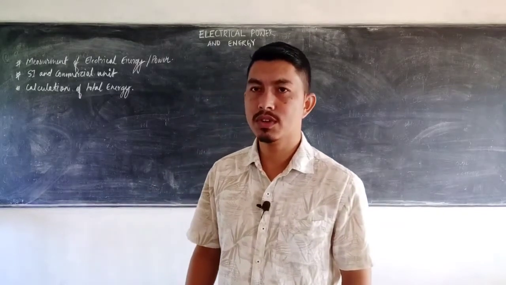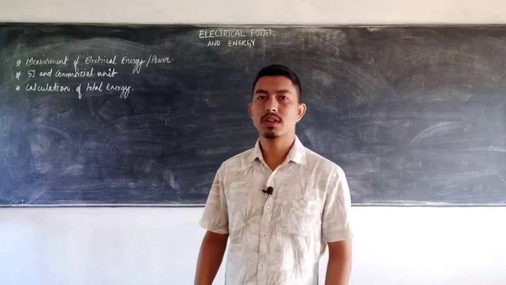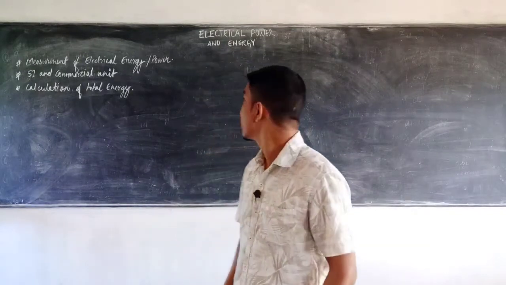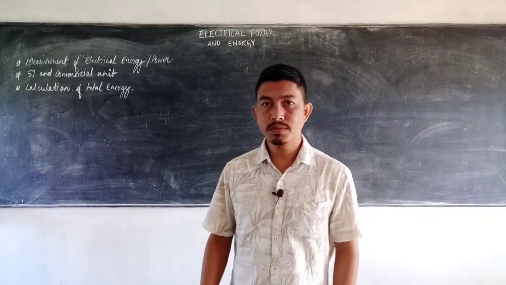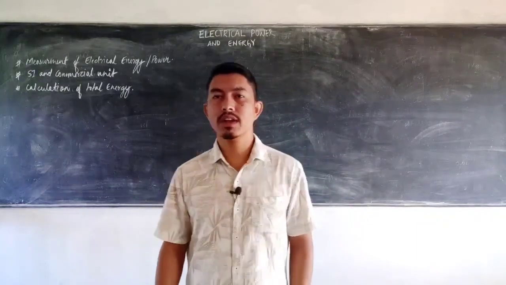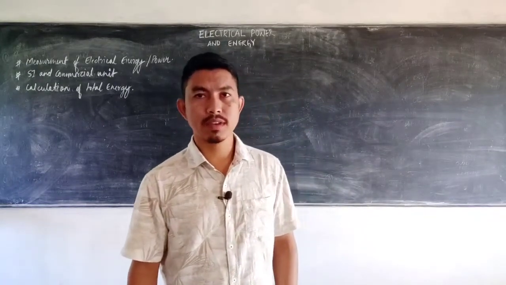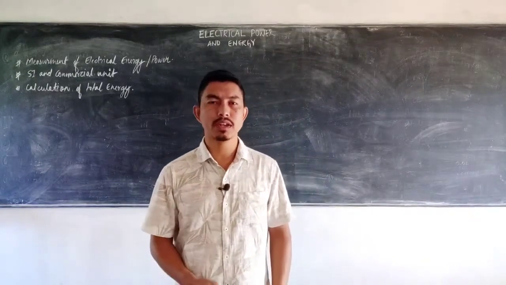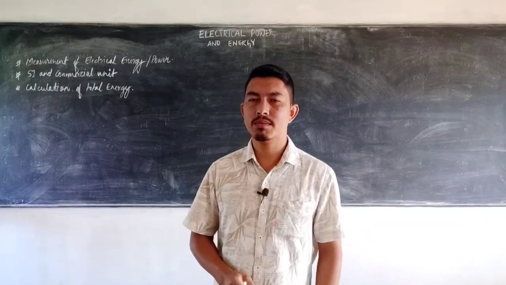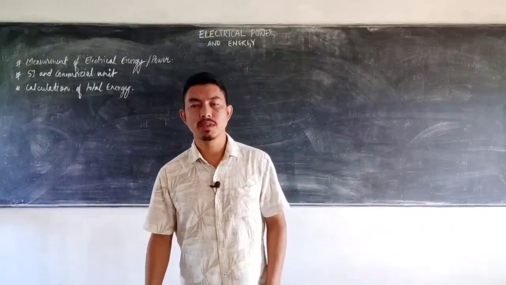So today in this video we'll be discussing the second part of current electricity, that is the electrical power and the energy. Now we categorize this electricity as energy because we know that the electrical energy is capable of doing various kinds of work. The electrical energy can be converted into many other forms of energy.